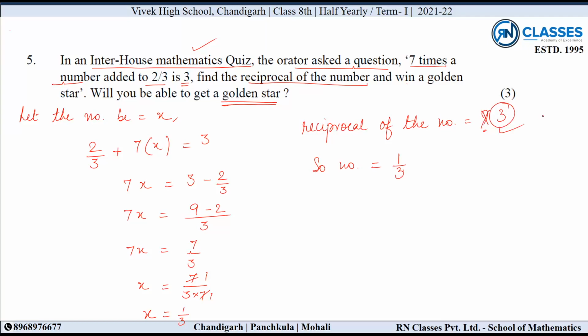That's it. Will you be able to get the golden star? Yes. लिख देना था वहां पे. Yes, I can get a golden star. Mathematics is an easy subject. Golden star तो मिलेगा ही. Golden star. Right? Let's move on to the next one.